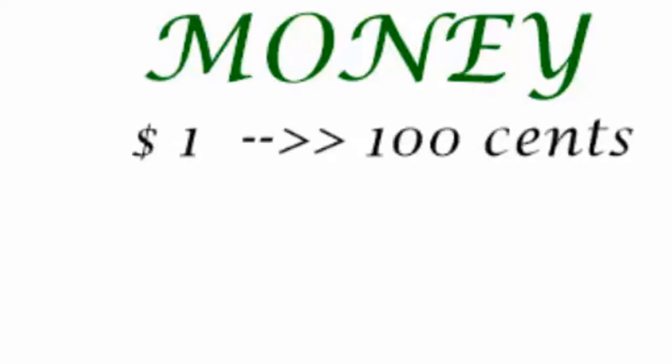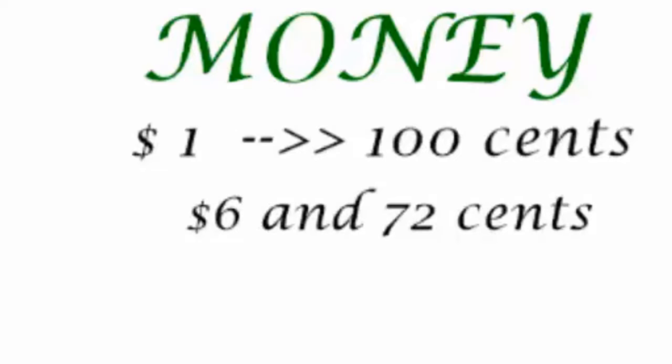The biggest application of decimals would be to money. We know that $1 is 100 cents or 100 pennies. So in that same way, we think about $6.72 as basically being written as 6.72, although we would say 672 cents.